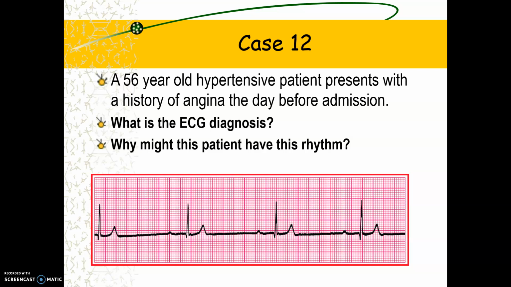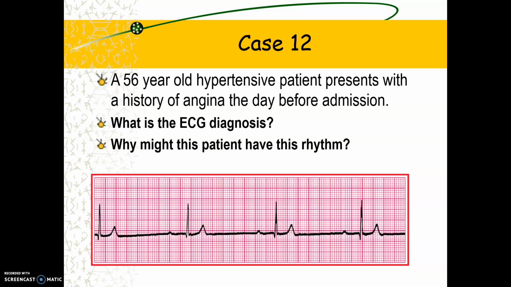Here's a 56-year-old hypertensive with a history of angina. Now we're looking at slow rhythms. So the rate here is 1, 2, 3, 4, 5, 6, 7, 8. 300 divided by 8 is about 37 beats per minute. There are P waves, and there is a P before each QRS. However, the PR interval is prolonged. It's 1, 2, 3, 4, 5, 6, 7, 8 small squares. It shouldn't be more than 5 small squares, from the beginning of the P wave to the beginning of the QRS complex.